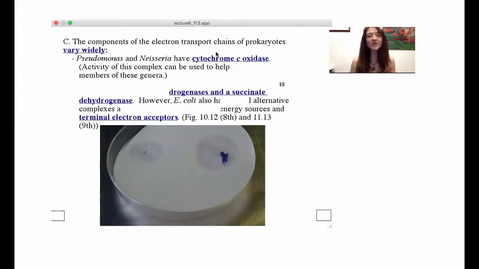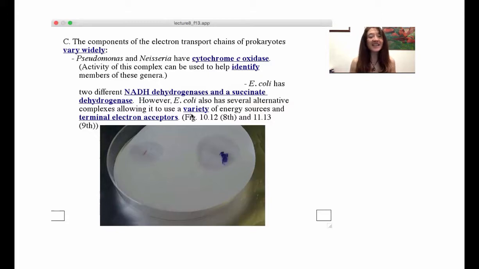This is the test we use to differentiate Pseudomonadaceae from Enterobacteriaceae. So E. coli and Shigella and Salmonella are negative for the presence of cytochrome C oxidase, but Pseudomonas is positive. So we can assay for that. We can also make note that in E. coli, although it does not have cytochrome C oxidase, it does have NADH dehydrogenase, and it also has succinate dehydrogenase.